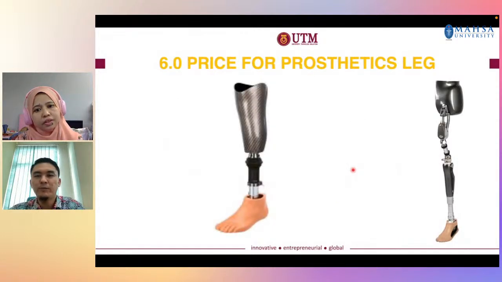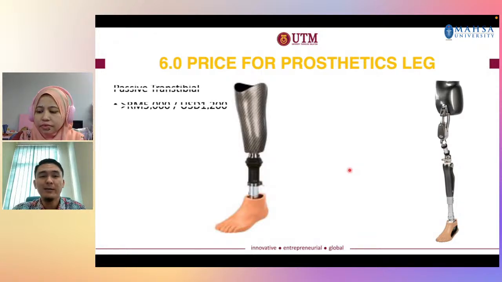Just a quick overview about the price. Maybe some of you may not know the price of a prosthetic leg. The basic one can start from 5,000, so the cheapest one is 5,000. It is difficult for a patient coming from B40, for example, to get a prosthetic leg. It is very expensive, and not everyone can afford to buy it.